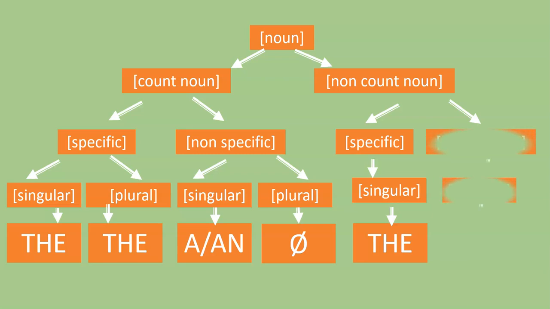And that's also true for non-countable nouns. If we're talking about a non-countable noun that is non-specific, and of course it's always in the singular, then we are going to use the zero article or the absence of an article. So in other words, we're not going to use the article. So let's see how the article tree works in practice. I have prepared 4 examples to show you.